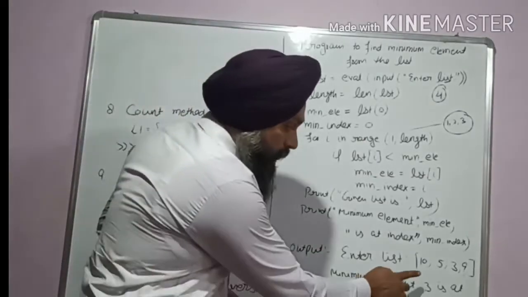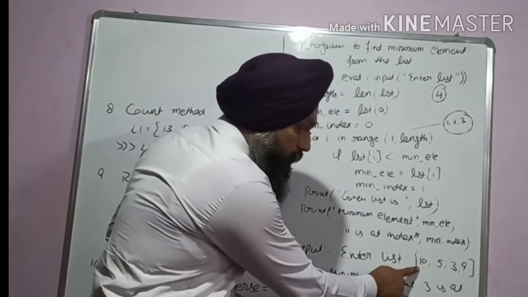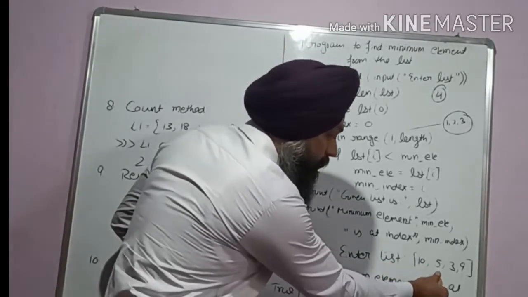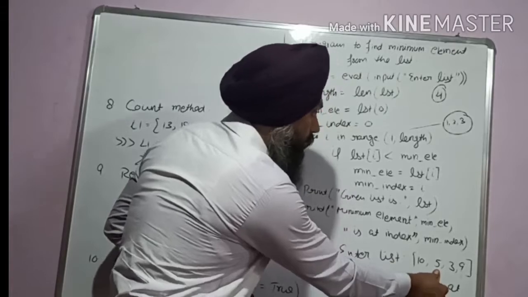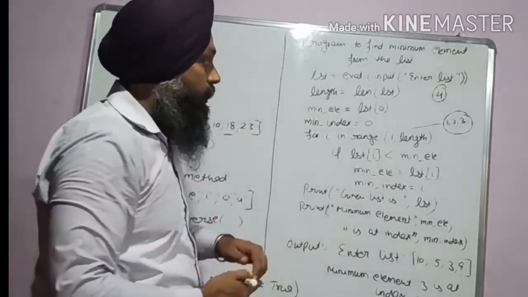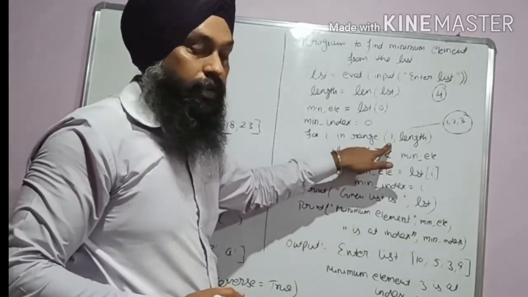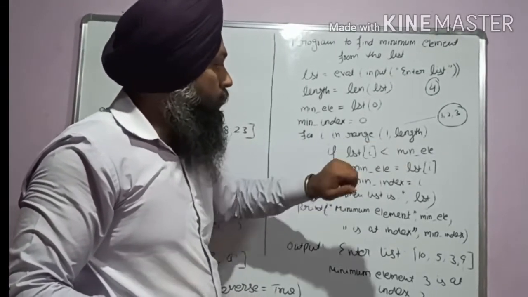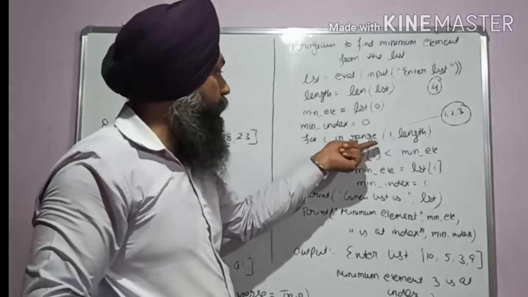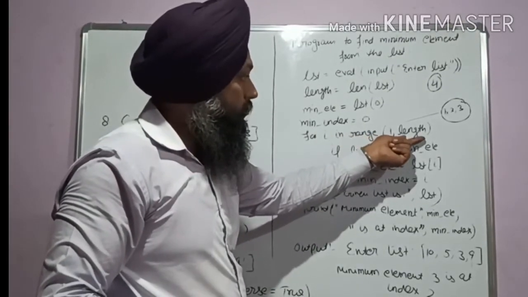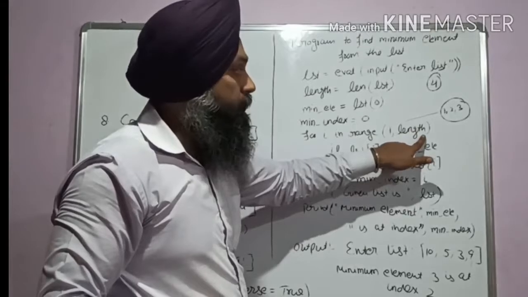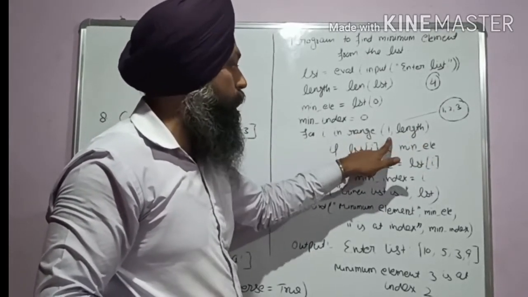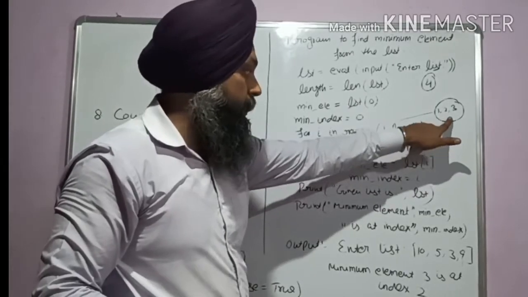We have assumed that this is our minimum element of the list, and now our comparison will start from index 1. Therefore we have started our loop from index 1 and it will go up to length. We know that when we write a range in a for loop, it takes values up to length minus 1. So the length is 4, therefore this range will be from 1 to 3.